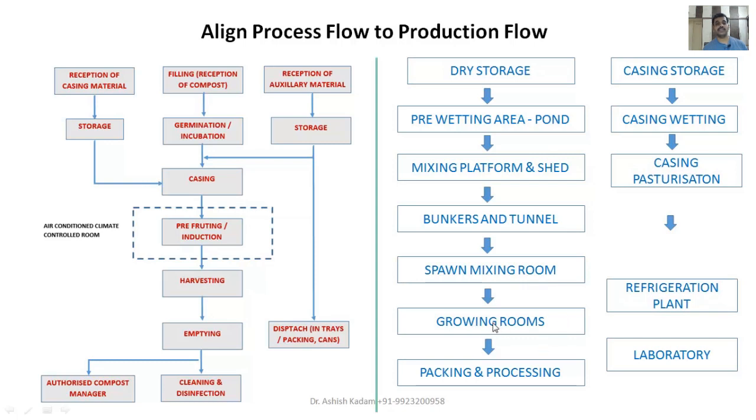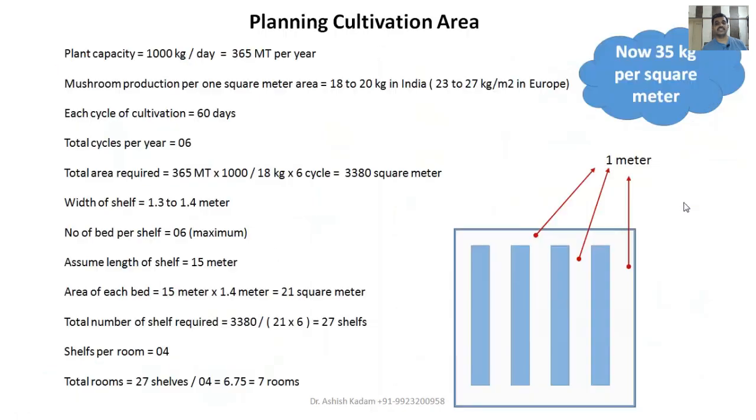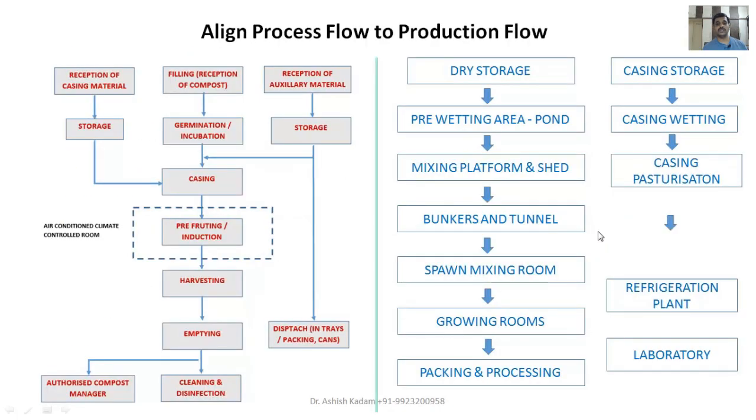After the cropping area, you will get the flush of the button mushroom, and this button mushroom will get shifted to the packing and processing area. So this is the flow we have. Similarly, for the casing material, you will require the casing storage, then the wetting or soaking area, then the pasteurization, and after the pasteurization, this casing material will go into the growing area. So this is the production flow.